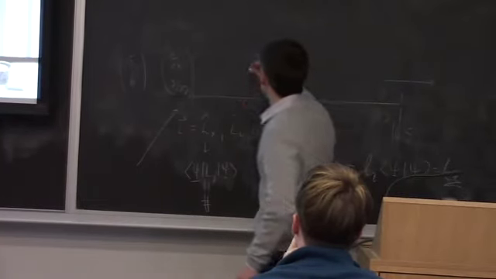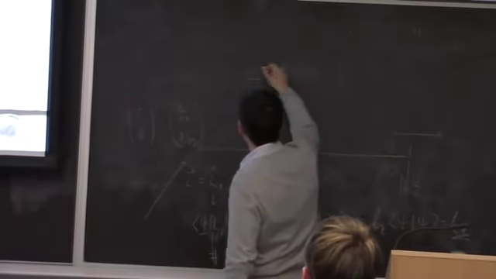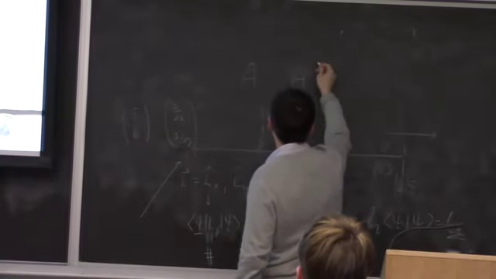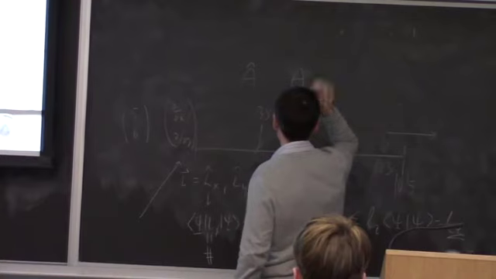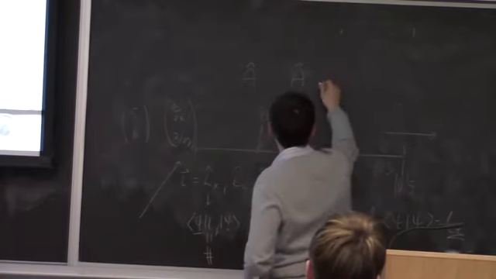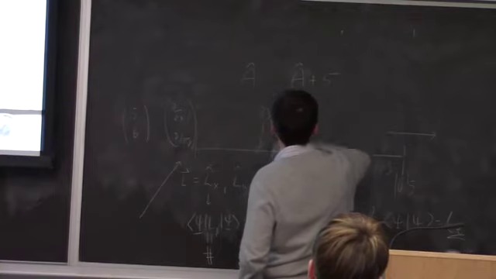So let's say you have an operator A, right, and another operator will be A plus 5.